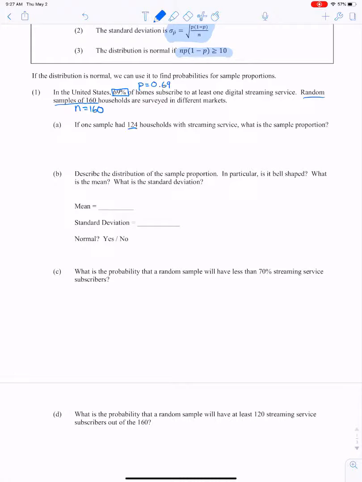Okay, so that 124, that's the x value. So when we write p hat equals x over n, we now know what that sample proportion is. It's 124 divided by the sample size, which was 160. And 124 divided by 160 is 0.775. So in other words, this particular sample had 77.5% of the people, out of the 160, subscribing to some digital streaming service. Okay, that's just one sample. That's all that was asked.